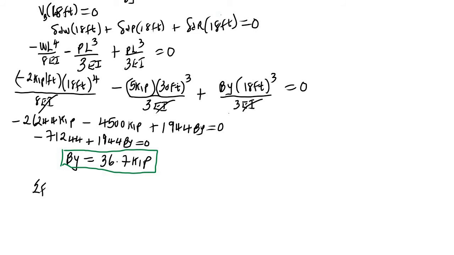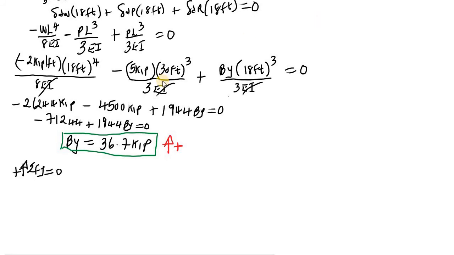So the summation of all the forces in the y direction is equal to 0, and we are going to assume that forces acting upward are positive, while forces acting downward are negative. As you can see, for BY we have a positive value, meaning our assumption is correct and this force is indeed acting upward. So take note of that. Now for the other reactions, we take the summation of all the forces in the vertical direction equal to 0. We already know that BY is 36.7 kip and is acting upward, so we have a positive value. So this is 36.7 kip.